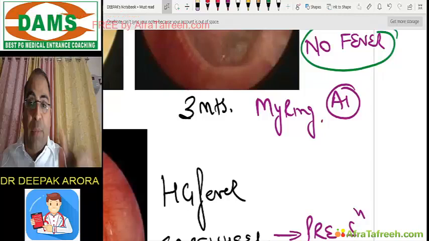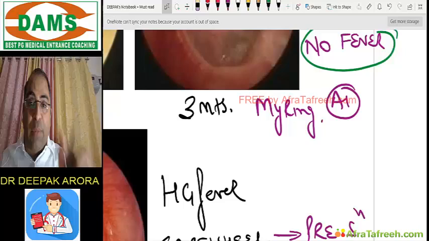Next point, if the same age presentation, everything is same, but high grade fever. If high grade fever is mentioned, I will go for ASOM, acute suppurative otitis media. Which bacteria? Streptococci. Clear? So Streptococci.